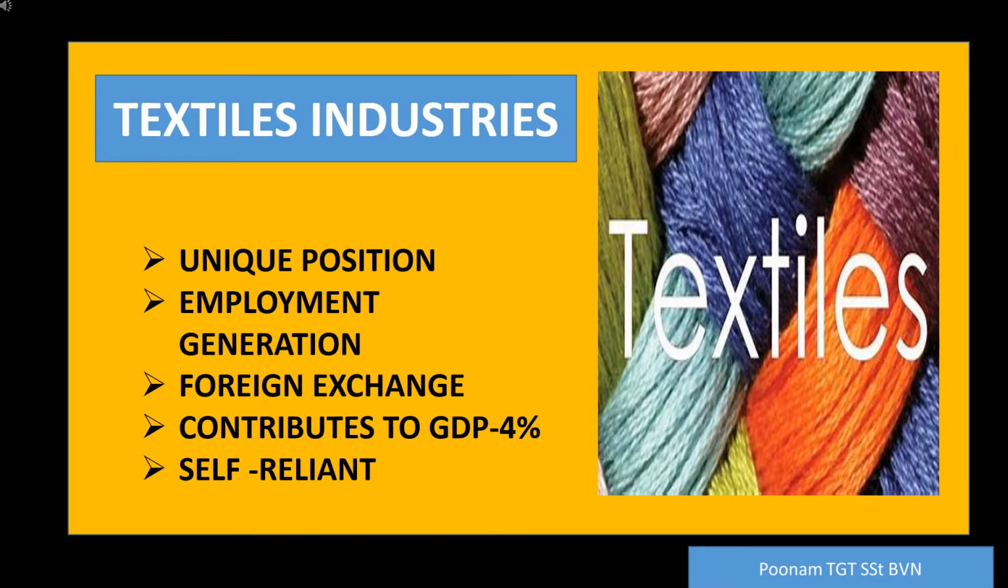The textile industry occupies a unique position in the Indian economy. Why is it so? Because it contributes significantly towards industrial production, helps us in generating employment opportunities, earns foreign exchange, and contributes towards 4% of GDP. It is the only industry in the country which is self-reliant and complete in the value chain, that is, from raw material to the highest value added products.